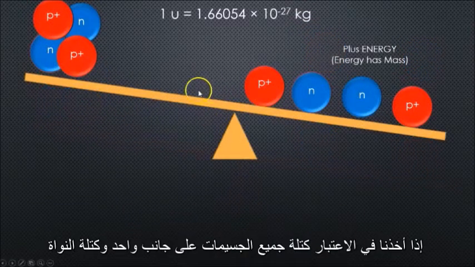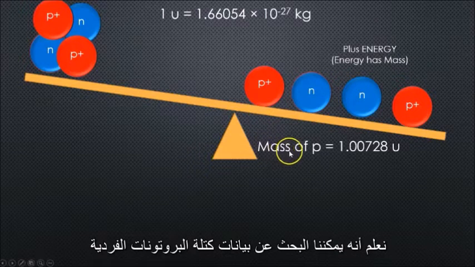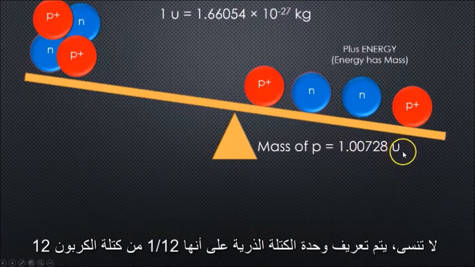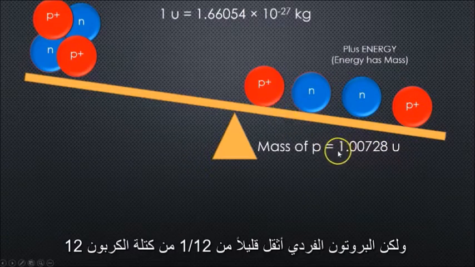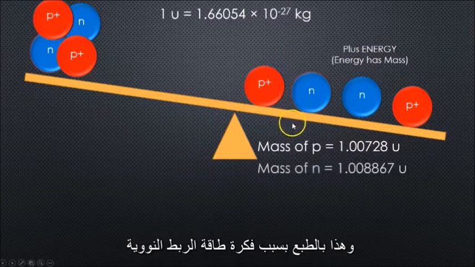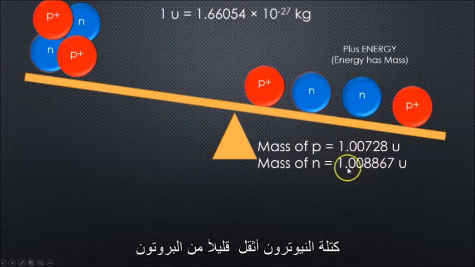So if we consider the mass of all the particles on one side and the mass of the nucleus, we know we can look up the data for the mass of individual protons, and it's slightly bigger than the mass of one atomic mass unit. Don't forget that atomic mass unit is defined as 1/12 of the mass of carbon-12, but an individual proton is slightly heavier than a 1/12 of carbon-12, and that's of course due to this idea of binding energy. The mass of a neutron is ever so slightly heavier as well, and slightly heavier than a proton.